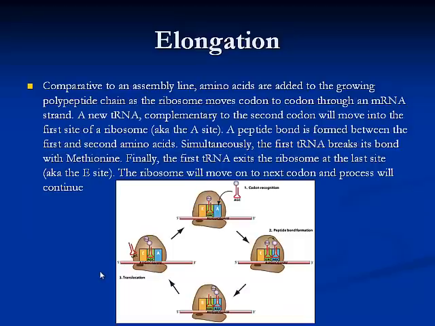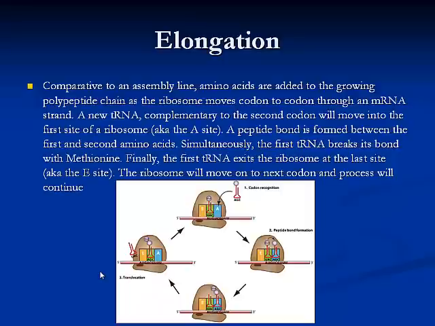Second step is elongation. This is comparable to an assembly line. Amino acids are added to a growing polypeptide chain as the ribosome moves codon to codon through an mRNA strand. A new tRNA complementary to the second codon will move into the first site of a ribosome, also known as the A site. Now, a peptide bond is formed between the first and second amino acids. As you can see in the picture at the bottom, if you go from the top, that's where I started, you have methionine in the P site. Go down. A second amino acid or tRNA comes into the A site.